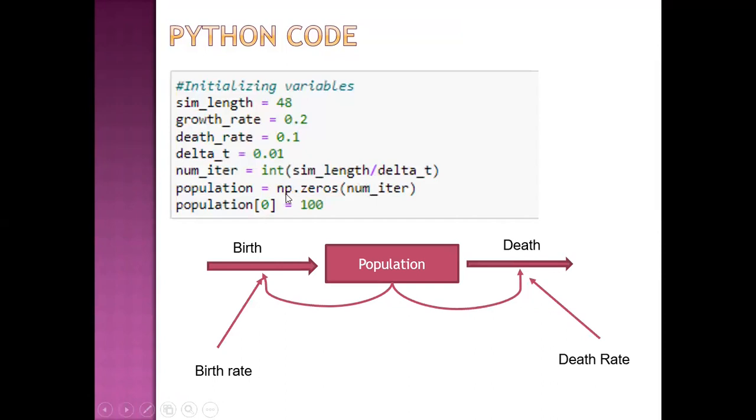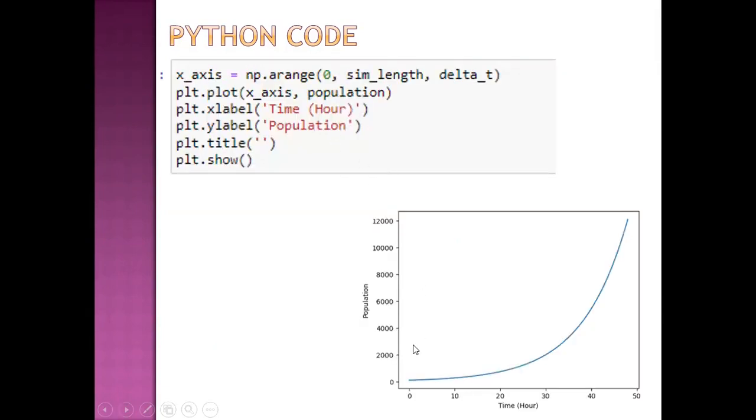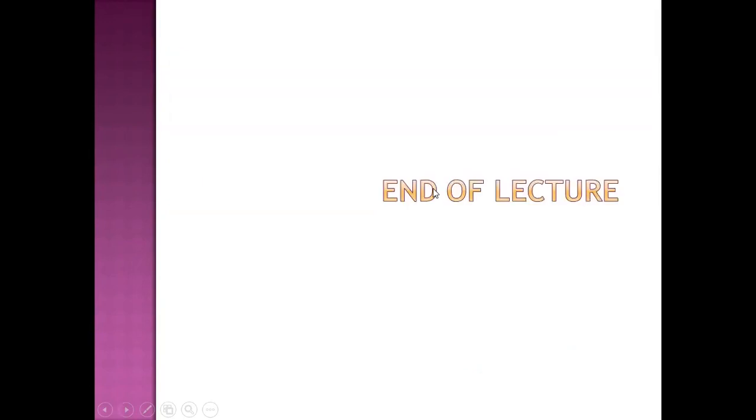Now let us change the parameters, because we can experiment in simulation and see the effect of changing the input variables. The simulation length is the same. For the growth rate, we have doubled it, and the death rate remains the same as in the previous example, 0.1. The time interval is 0.01. These are the number of iterations, and this is the population array, and the initial population is 100. So this is the mathematical equation, and when we run the simulation, we get an exponential curve. So this is all for today. Thank you.